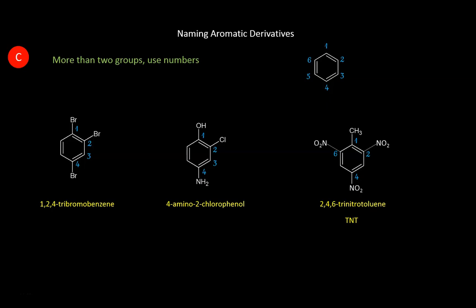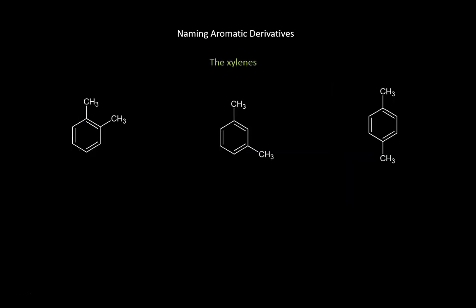Finally, there is a special group called the xylenes. These are dimethylbenzenes, and there are only 3. It's a small group, but quite common, so good to know. This would be orthoxylene, metaxylene, and paraxylene. Of course, other names are also correct.